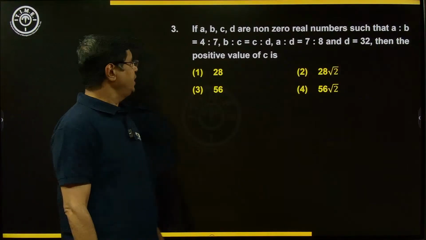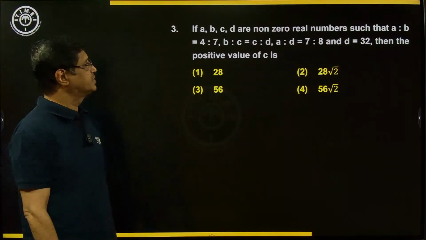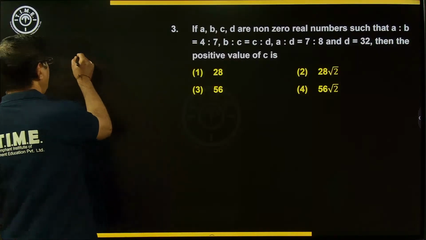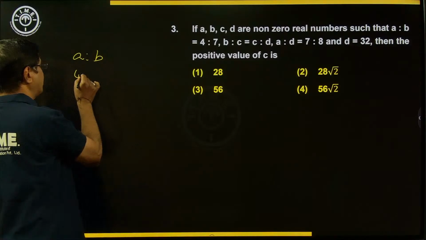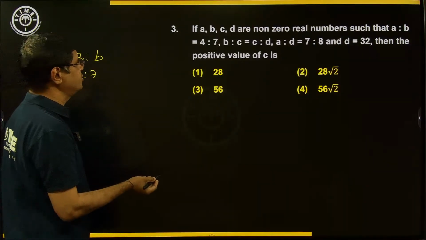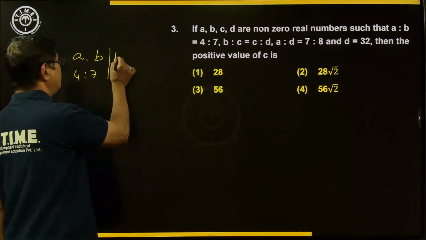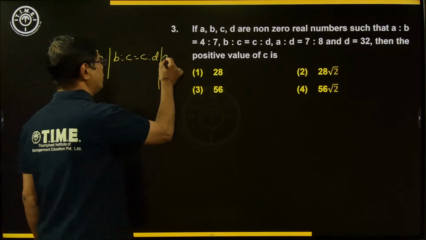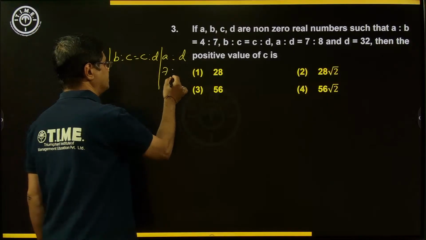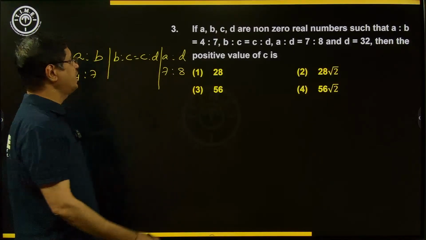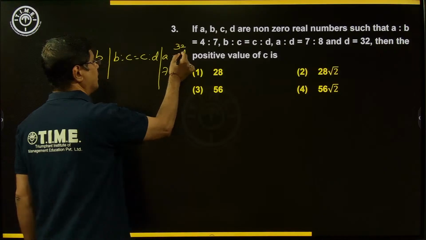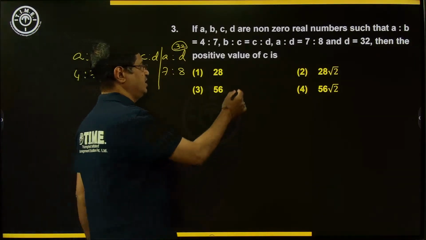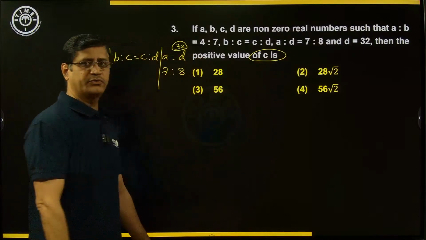If A, B, C, D are non-zero real numbers such that A is to B is 4:7, and B is to C is equal to C is to D, then A is to D is given as 7:8. And the value of D is 32. Then the positive value of C is? Need to find out the value of C.